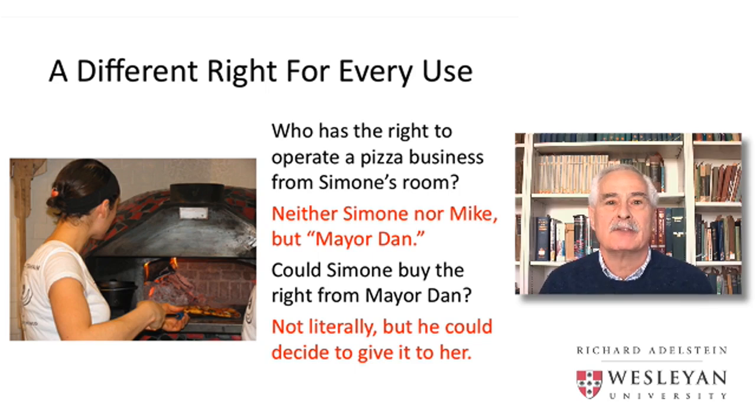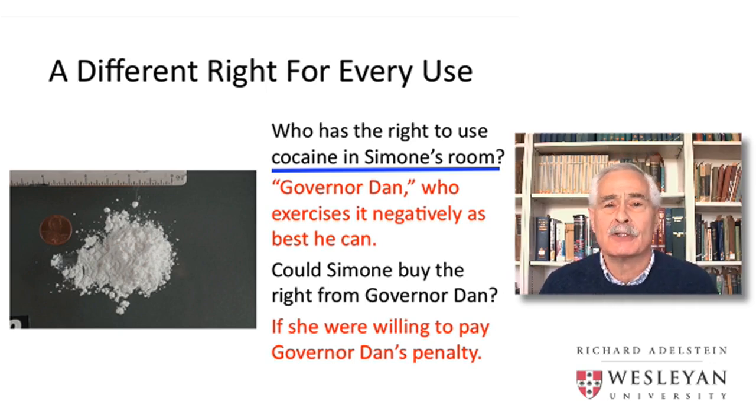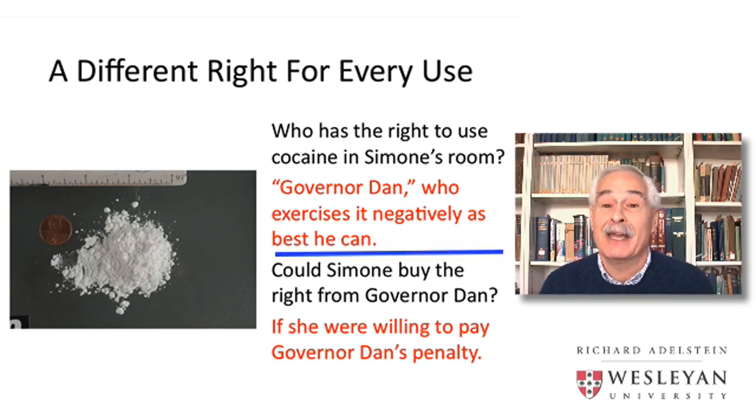Consider a fourth use of Simone's room. Who has the right to use cocaine in Simone's room? There's a picture of some cocaine up there now, and the answer, one might think, is nobody. Using cocaine in a dormitory room, indeed using cocaine anywhere in the state of Connecticut, is a crime against the state of Connecticut, and so we'll say that the governor of Connecticut, who's also named Dan, holds the property right to use cocaine in Simone's room.